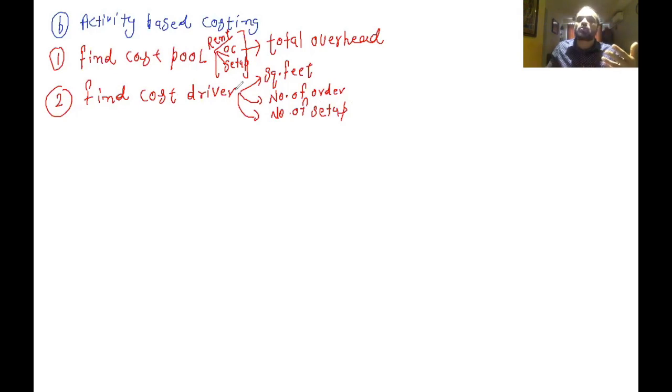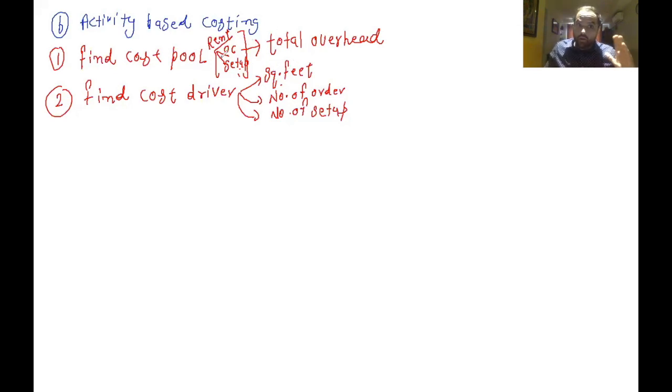Remember, these are not the only cost drivers and cost pools. It's just an example for you to understand the meaning of cost pool and cost driver. Cost driver means the reason behind each cost pool. So remember, if you have three pools, you have three drivers, four pools, four drivers, all right? And be careful about the driver. Use the right driver for the right pool. For example, square feet is used for rent, because rent measurement depends upon square feet. We don't use square feet for ordering cost. We don't use square feet for machine setup. Similarly, number of orders for ordering cost, number of setups for setup cost. Make sure you match correctly.